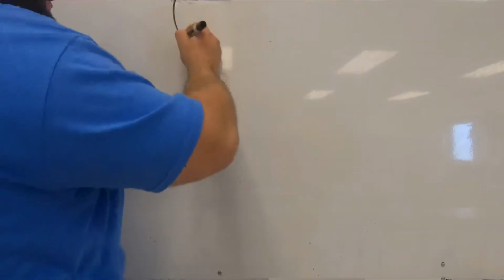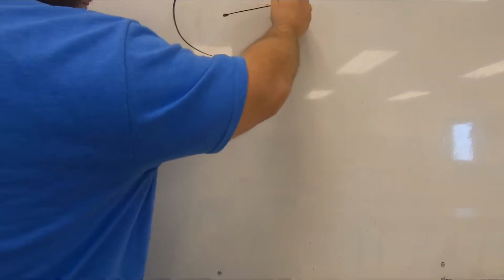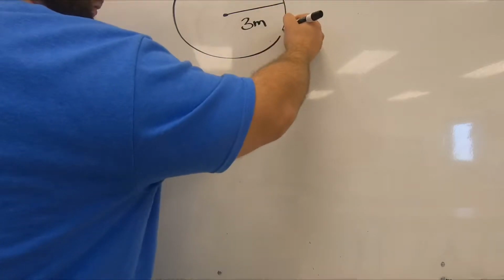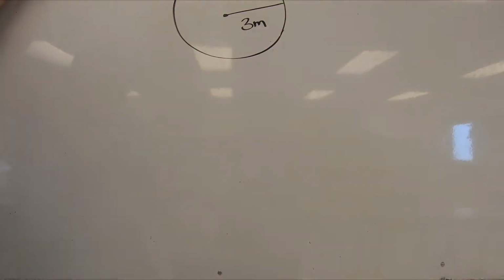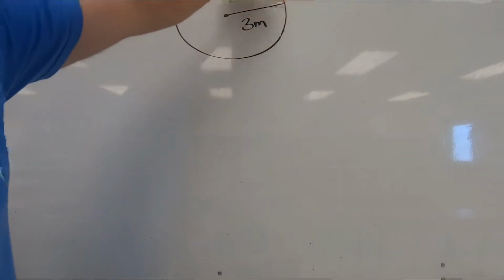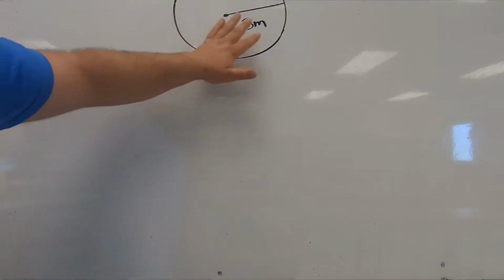When we have a circle, and let's say we have a radius of 3 meters. So here's our circle. Now, we're going to be doing something a bit different here. We're not looking for the perimeter. We're not looking for the circumference, the distance around. We're looking for the space in between.